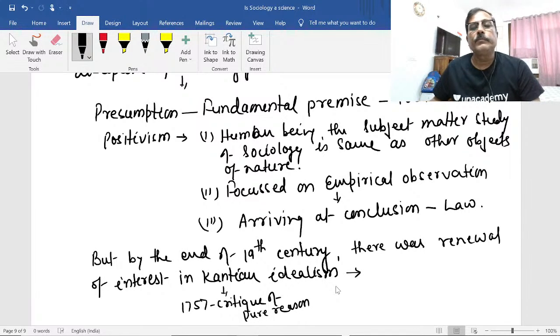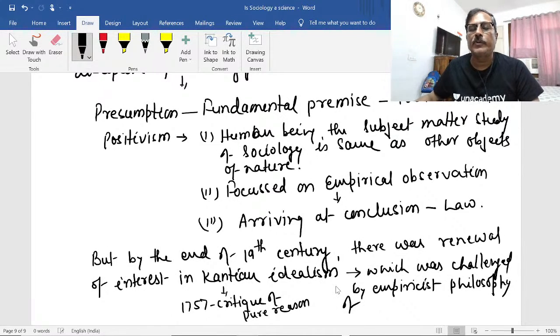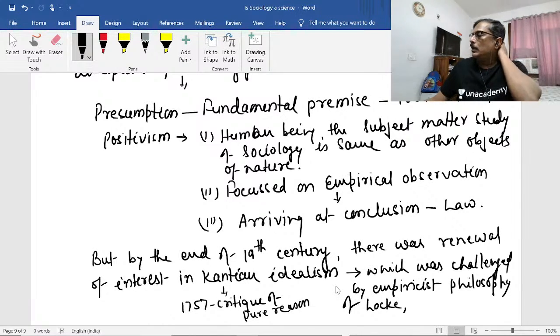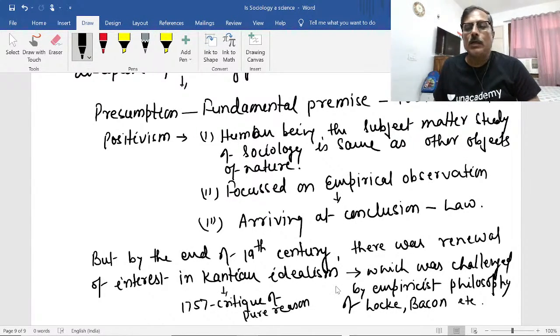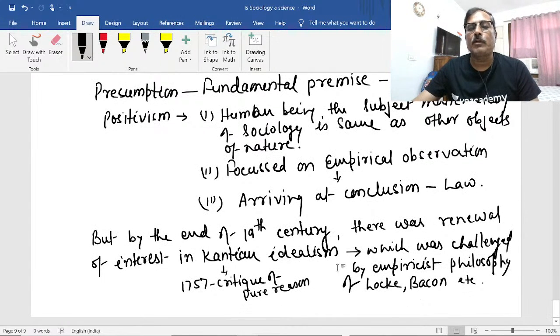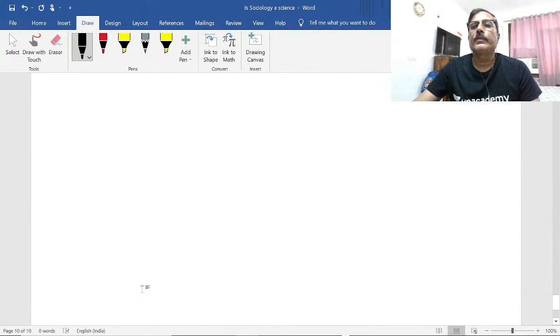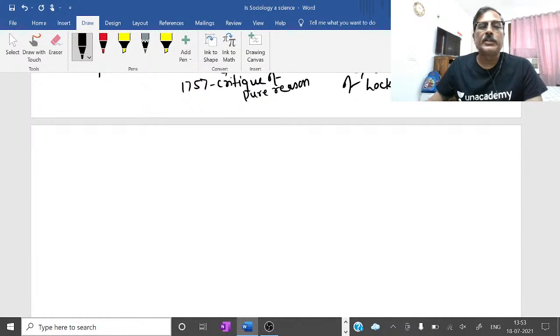So this Kantian idealism was challenged by the empiricist philosophy of Locke, David Locke, Francis Bacon, etc. There was a challenge, and because of that challenge it lost its popularity, and empiricist philosophy gained momentum, gained popularity, right? But there was a renewed interest in the writings of this person, Kantian idealism.